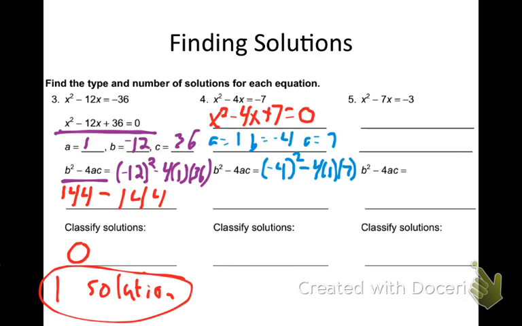Negative 4 squared gets me, Andy? 16. 4 times 1 times 7 gets me what, Andy? Negative 28. So I end up with 16 minus 28 gets me what, Andy? So that means that part underneath my radical would be a negative 12, giving me what type of solutions, Andy? That gives me two complex solutions. Nice job.